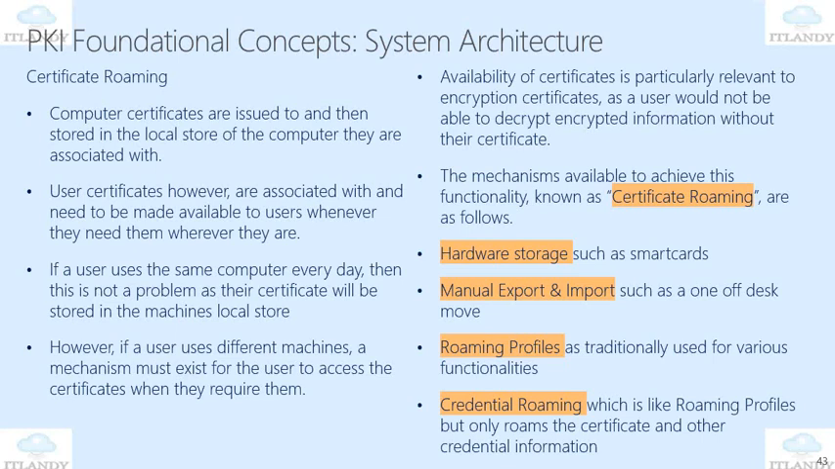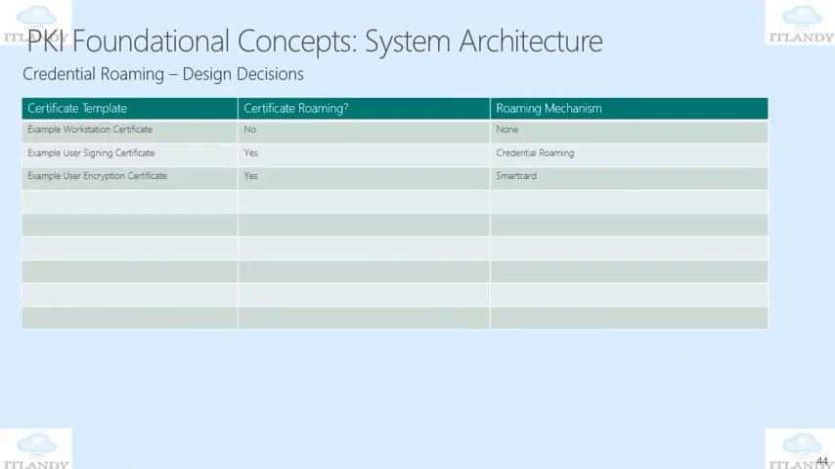Availability of the certificate is particularly relevant to encryption certificates, as a user will not be able to decrypt information without the certificate. The mechanisms available to achieve this functionality, known as certificate roaming, are as follows. We need hardware storage, like a smart card; manual export and import, such as off disk, move; roaming profile, traditionally used for other activities and functionalities; and credential roaming, which is roaming the profile but only roaming the certificate and other credential information. Table, example of workstation, user signing certificate, encryption certificate.